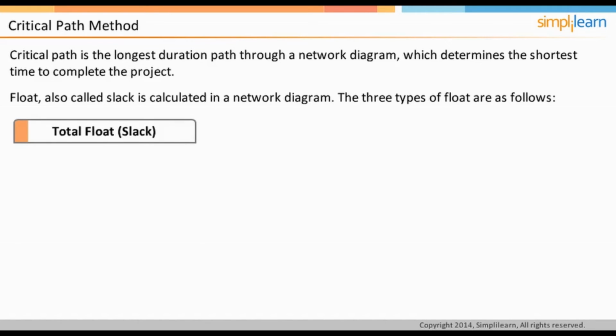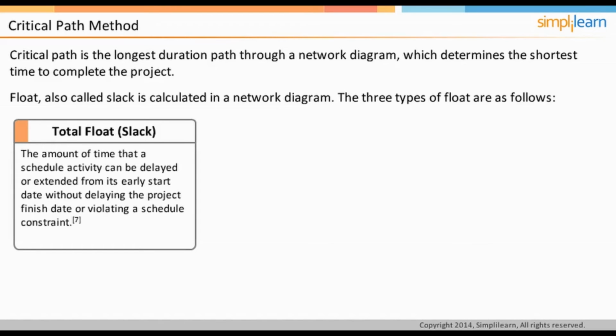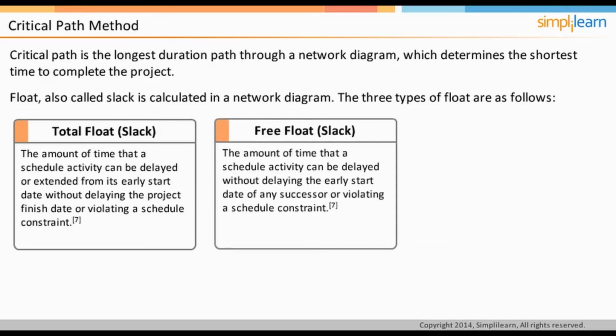The first being the total float, which is the amount of time an activity can be delayed without delaying the project end date or an intermediary milestone. The second type of float is free float, which is the amount of time an activity can be delayed without delaying the early start date of its successor or successors' activities.